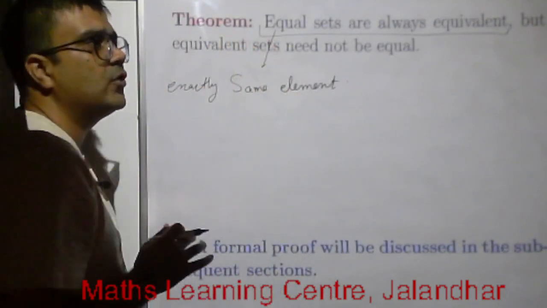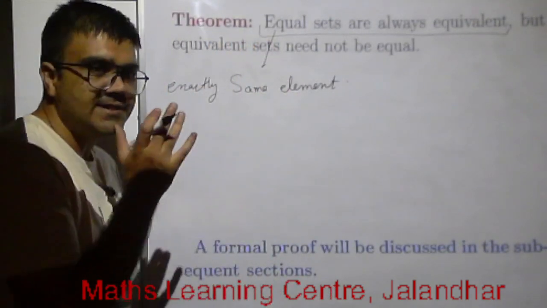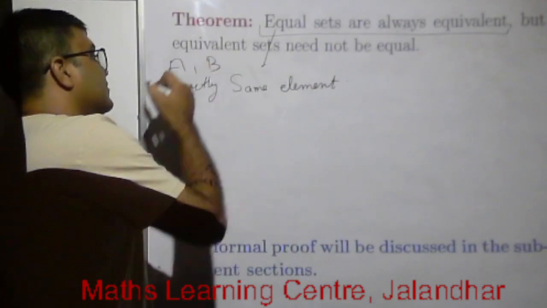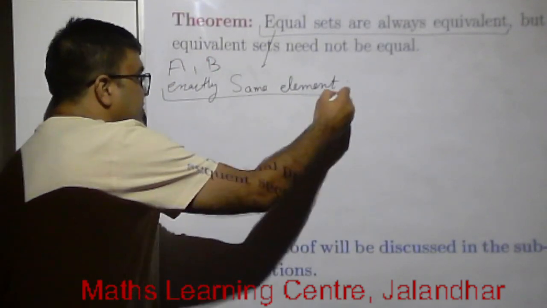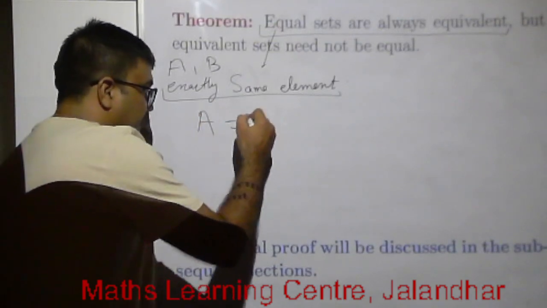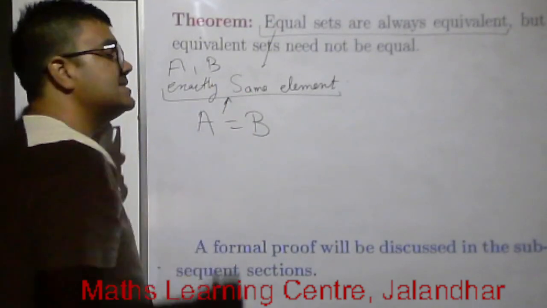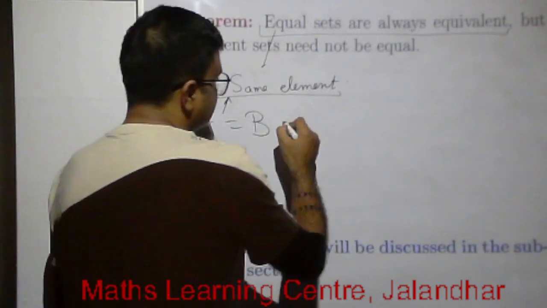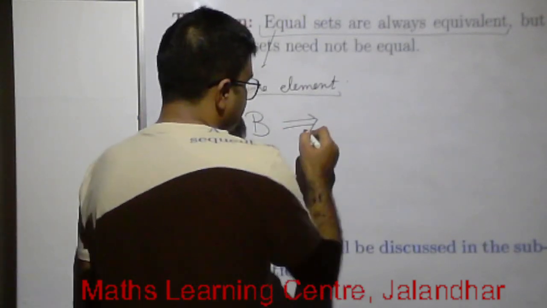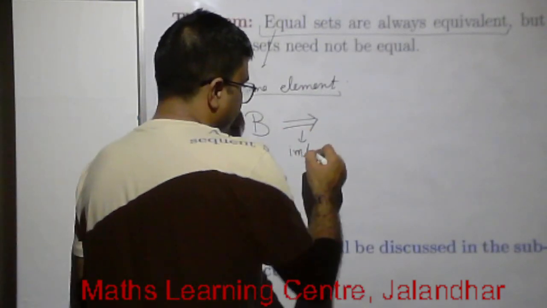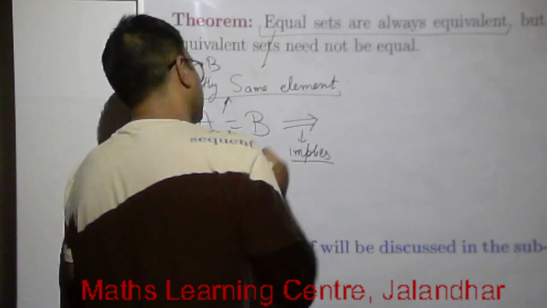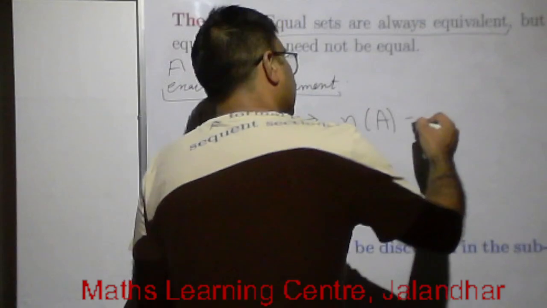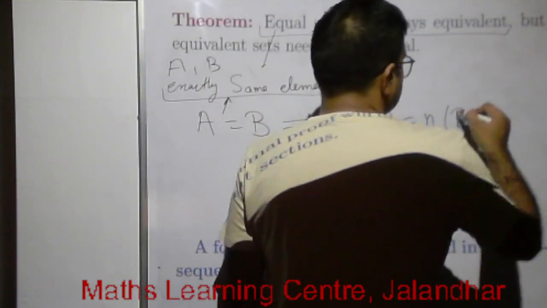This is not the formal proof. We are just trying to understand what this theorem is saying. We have two sets A and B, and we are saying that these are equal. It means they have exactly the same elements. If they have exactly the same elements, this means, this is the symbol implies, that the number of elements in the set A is equal to the number of elements in the set B.